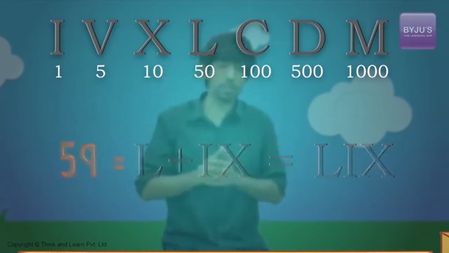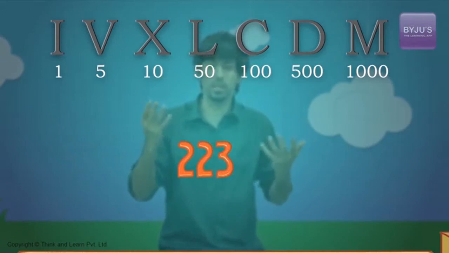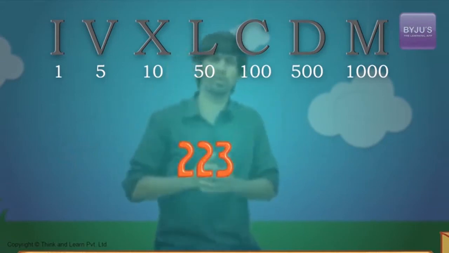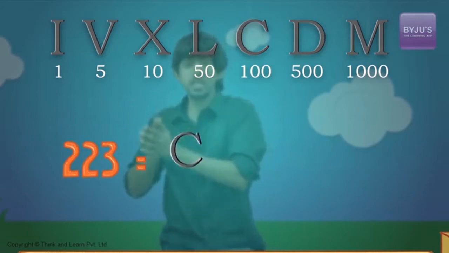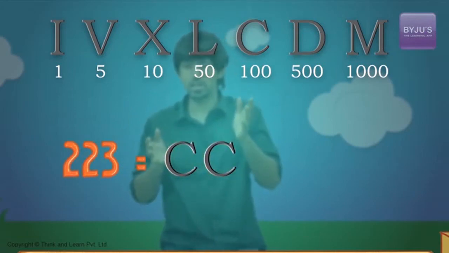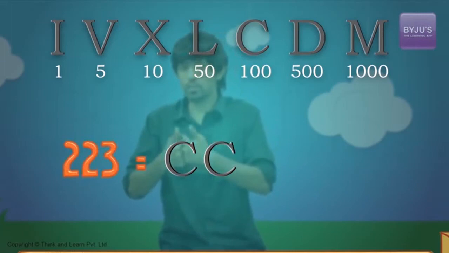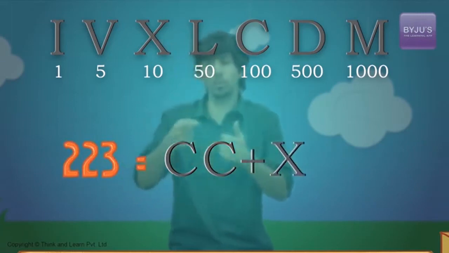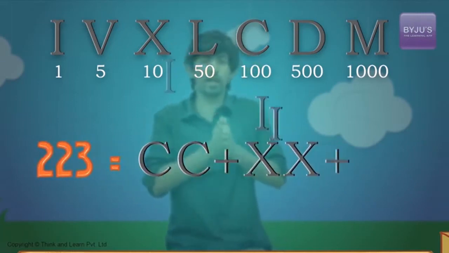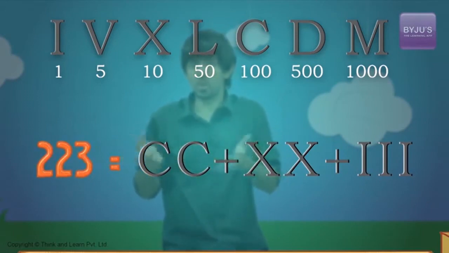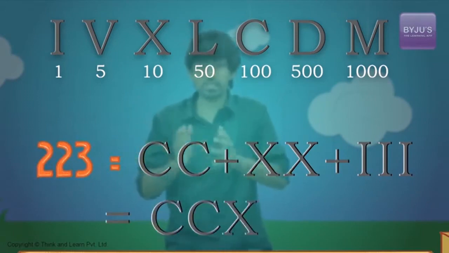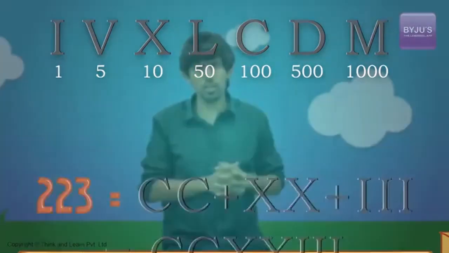Yeah, let's pick something else. Maybe 223, right? Just picking whatever, you pick whatever number you want, right? So the 200s will basically be CC, right, for the 200s. And then I said 23, so 20 will be one X and one more X, right? And 3 will be just III. So you can actually see the numbers are beginning to get large already, right? 223 is basically CCXXIII. It's a little long.